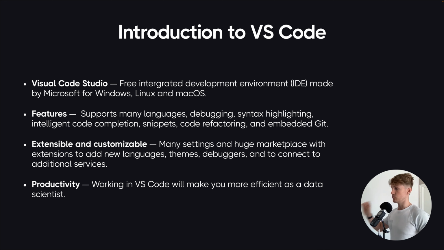What also makes it really awesome is the extensibility and the customizability. There are many settings, and there's a huge marketplace with extensions to add new languages, themes, debuggers, etc. And you really have to know a few settings and extensions to make it work for writing Python code and doing data science projects. And then productivity. Since I've made the switch to vscode, coming from Jupyter Lab and Jupyter Notebooks, it has just made me so much more efficient as a data scientist.